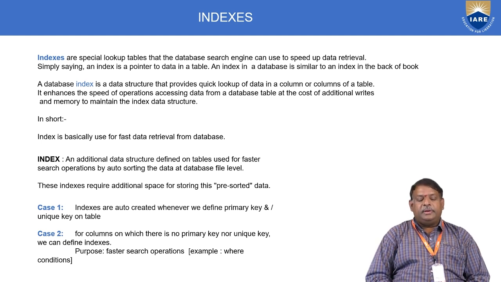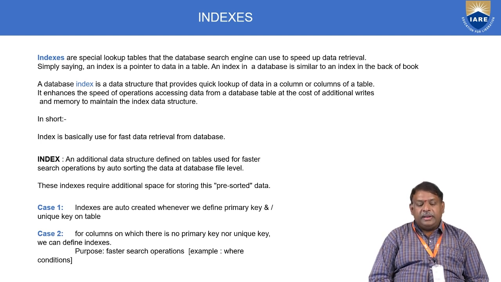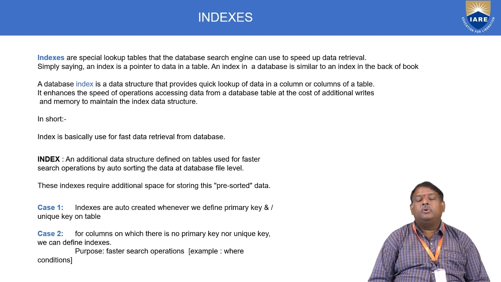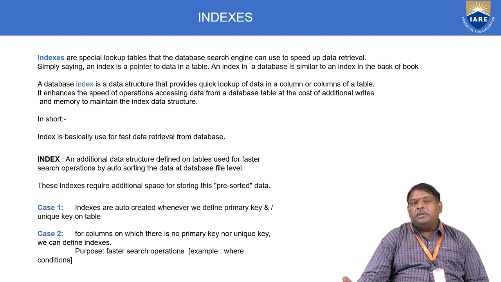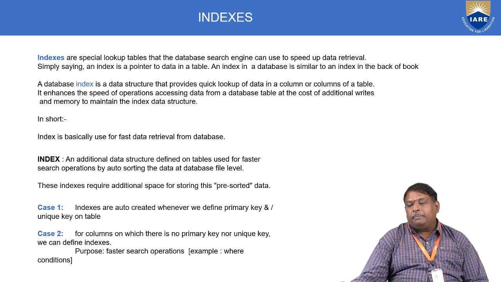An index is an additional data structure defined on tables, used for faster search operations by auto-sorting the data at the database file level. The indexes require additional space for storing this pre-sorted data. Case 1: the indexes are auto-created when we define primary keys and unique keys on a table. When you create a primary key or a unique key constraint, by default a clustered index is created.